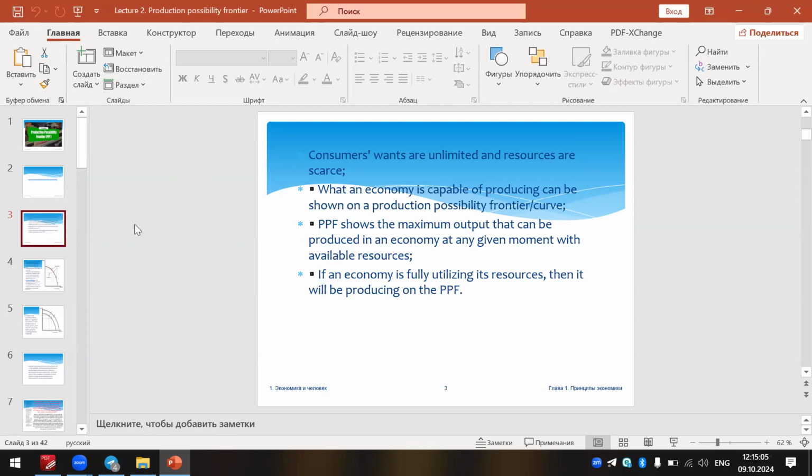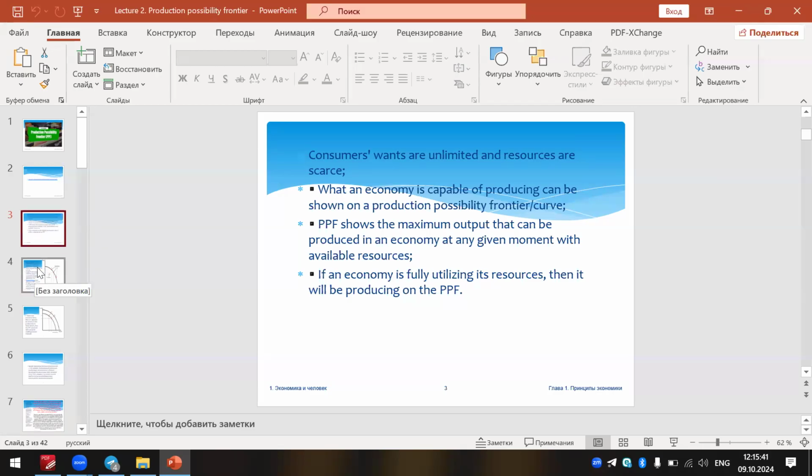And what is an economy capable of producing? It can be shown in the production possibility frontier. In other words, we say production possibility curve. And this production possibility frontier shows us the maximum output that can be produced in an economy at a given moment with available resources. If an economy is fully utilizing its resources, then it will be producing on the production possibility frontier.